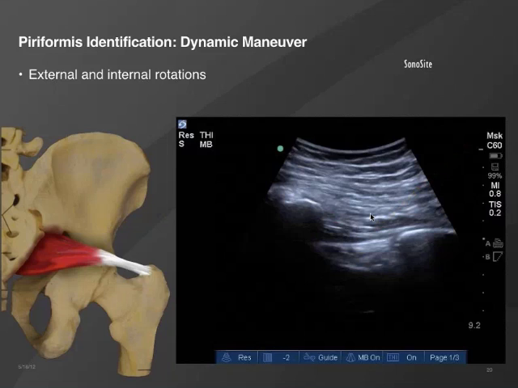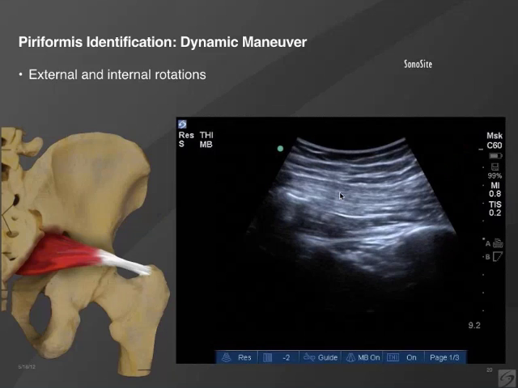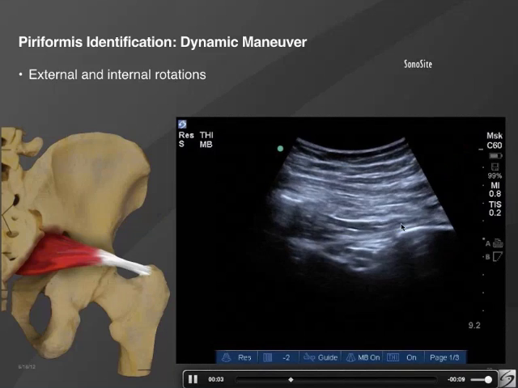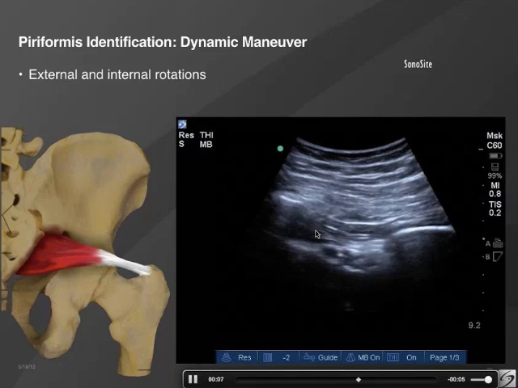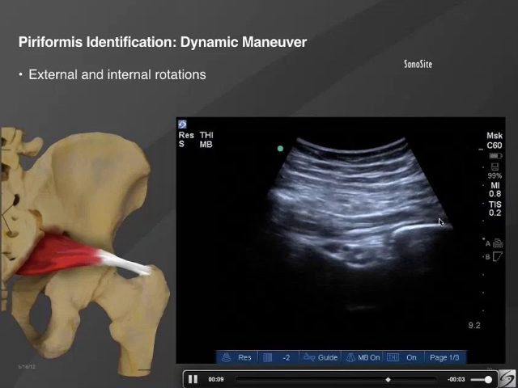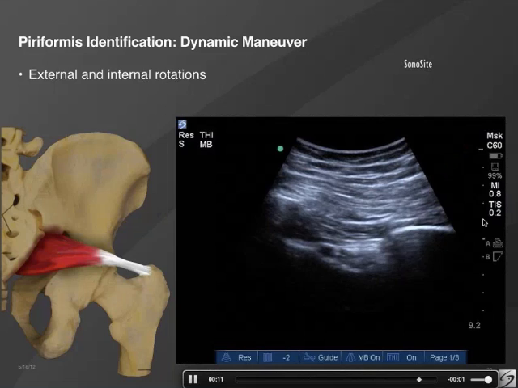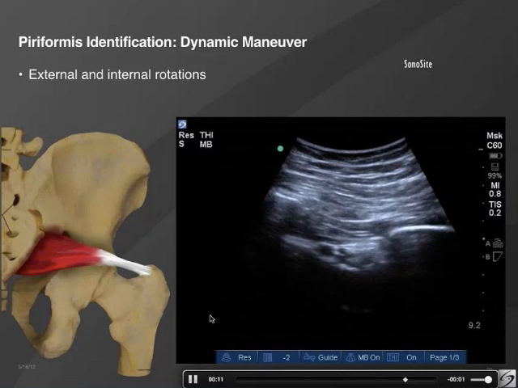There's the piriformis muscle going over the ischium, coming out from in front of the sacrum. And now the hip is being internally and externally rotated. Here's the structure that's moving. That is the piriformis muscle here, ending up in the tendon a bit more laterally and off the picture, attaching to the greater trochanter.